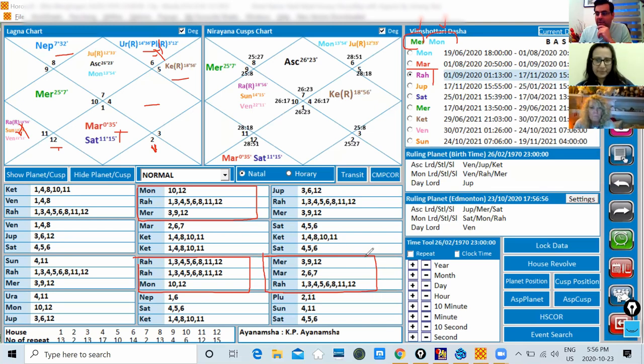So now you tell me, if this client comes to you and you are an astrologer, let's say Diana, you are an astrologer. We know Mercury, Moon, and Rahu is ruling your client. And she asks you financially, career-wise, what you see. So what will be our interpretation looking at three planets, Mercury, Moon, and Rahu?